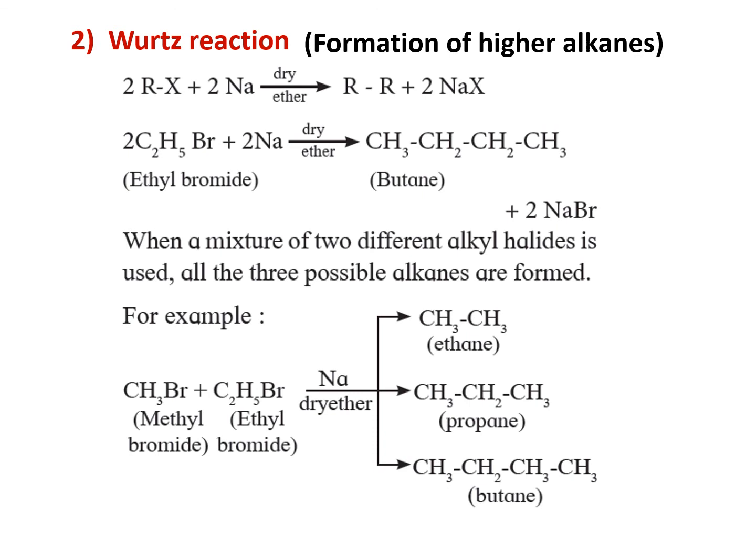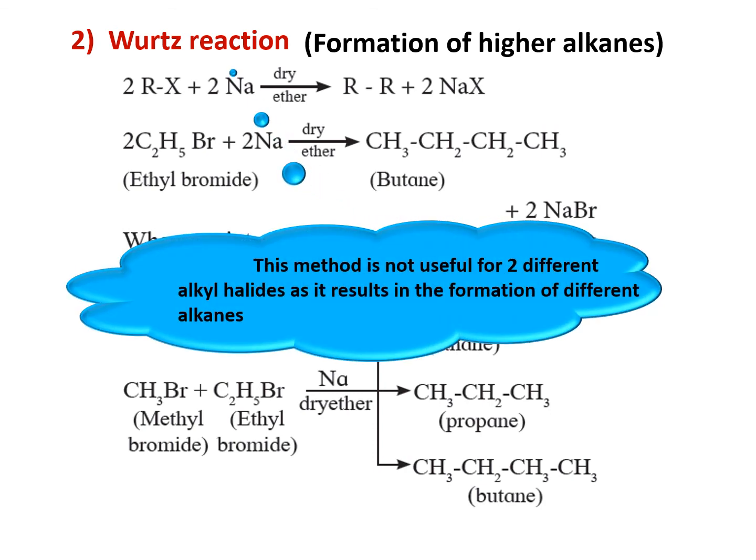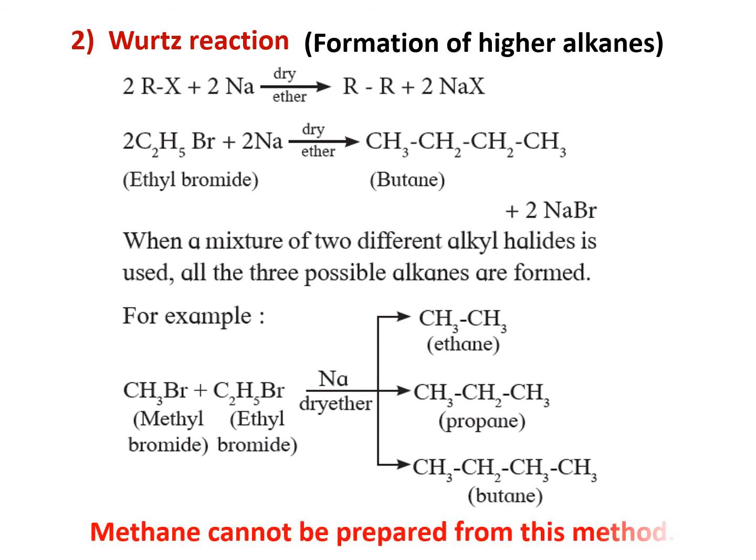When a mixture of two different alkyl halides is used, all the three possible alkanes are formed. Hence, this method is not useful for two different alkyl halides, as it results in the formation of different alkanes. For example, when methyl bromide and ethyl bromide react with sodium in presence of dry ether, ethane, propane, and butane are formed as the products. The mixture of three alkanes cannot be easily separated out. Methane cannot be prepared from this method.